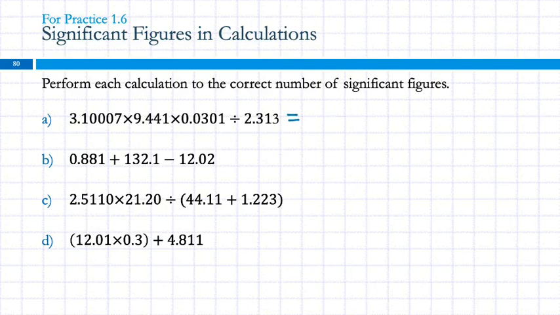So before I write down my unrounded number, I'm going to look at what I've got there, and I can figure out how many significant figures I'm going to round to. Which of them has the fewest number of significant figures? The 0.0301, right? It only has 3. So my answer is going to get rounded to 3 significant figures. So what I'm going to do here is write down 3 significant figures and then the next 2 digits.